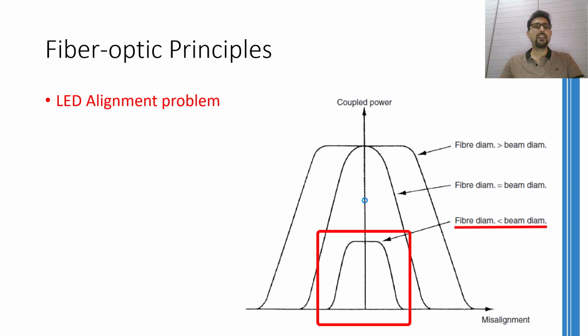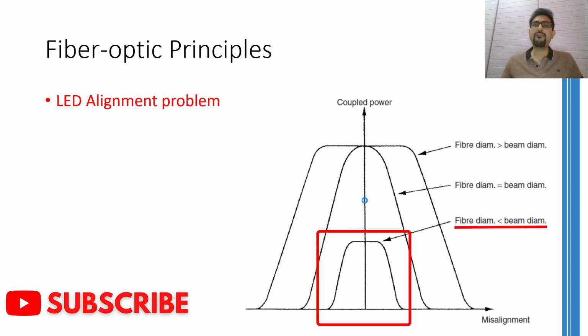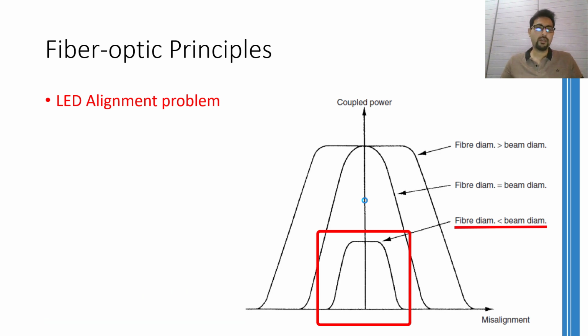In the first case, if the fiber diameter is much lesser than the beam diameter that is generated by the LED, then of course the complete beam cannot enter the fiber optic cable. Therefore, in such case, a low proportion of power will enter the fiber optic cable. And if there is a minor misalignment, then the whole power would be lost because no portion of the beam will enter the fiber optic cable.